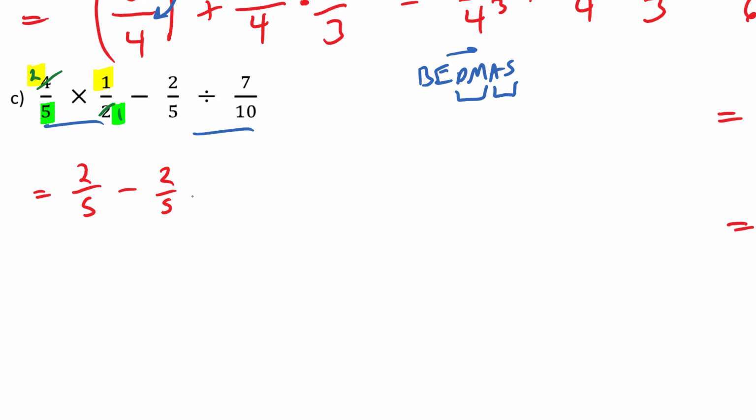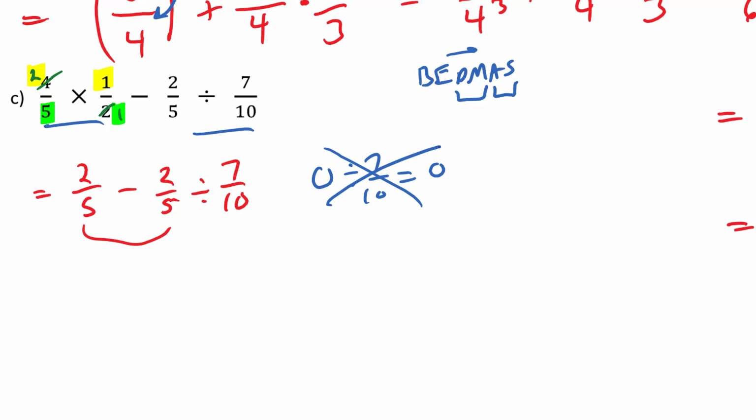Subtract 2 over 5 divided by 7 over 10. Now be careful with this. I know what you're thinking is going to happen. Oh, this is easy, sir. I can just take those, and that gives me 0 divided by 7 over 10, and that's equal to 0. Wrong. Why can't we do that? Because it violates BEDMAS. Make sure you're following the rules of BEDMAS.